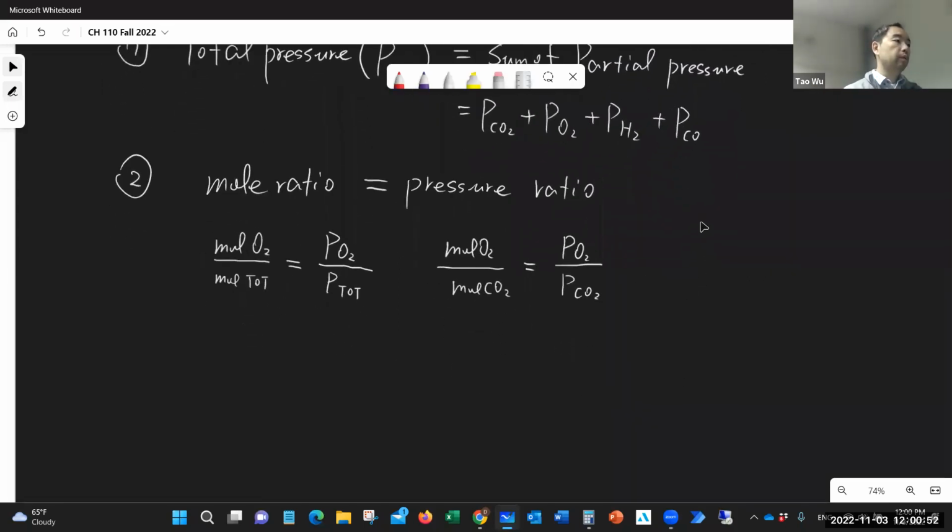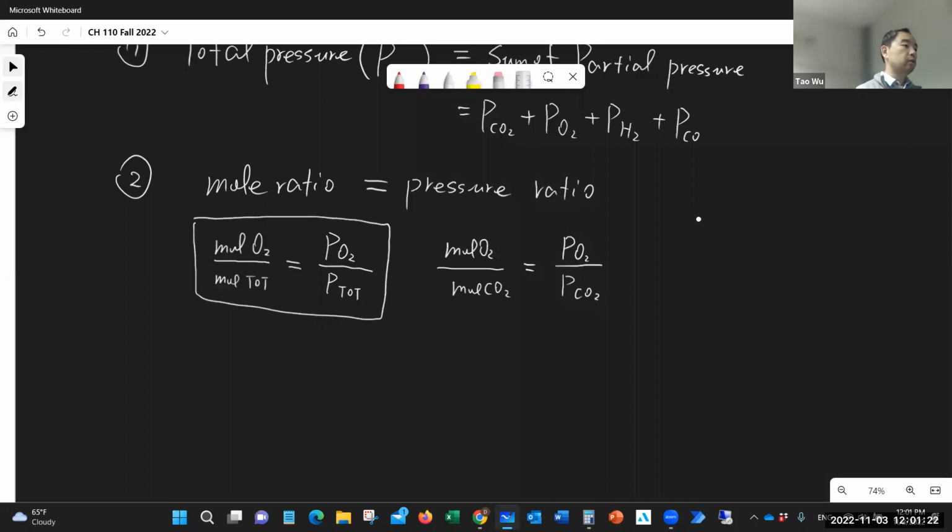Well, based on this, you can figure out how to find the partial pressure of the gases using the mole ratio. If we know the moles of each of the gases, then based on the moles we can figure out the partial pressure of the gases. That makes sense, right? Based on this equation, we can easily figure out the partial pressure of the oxygen.